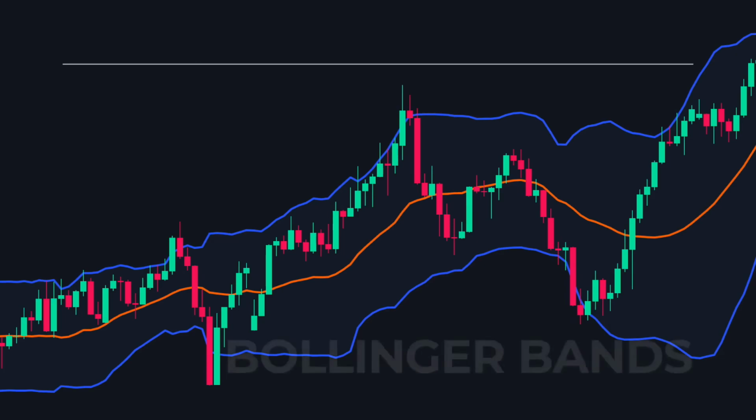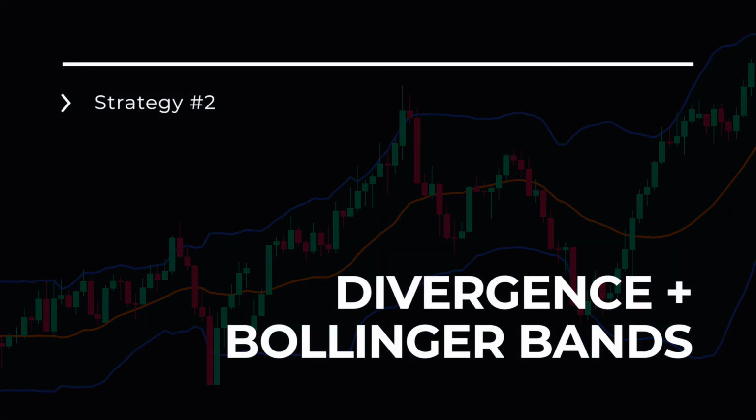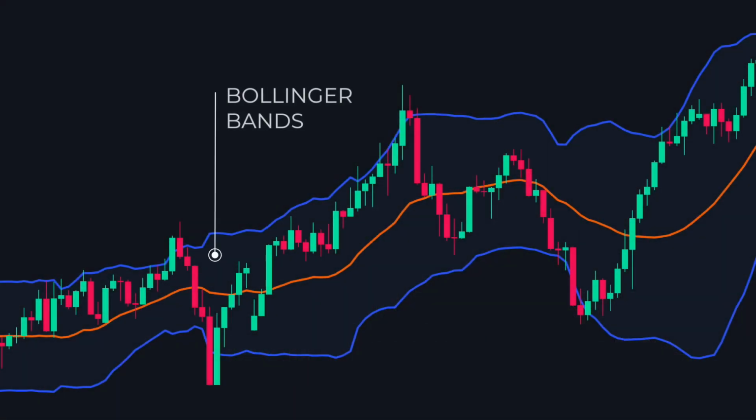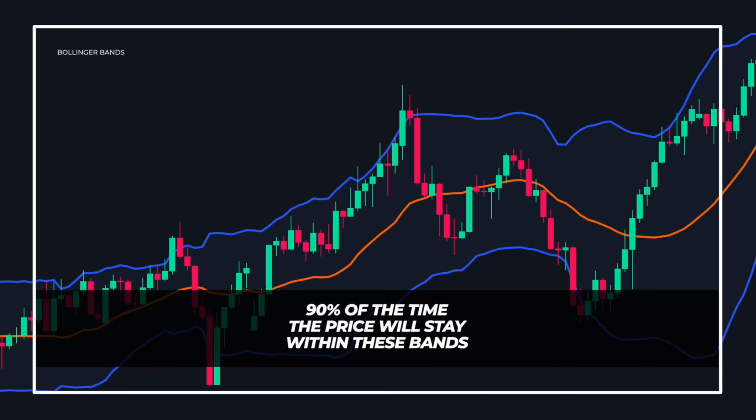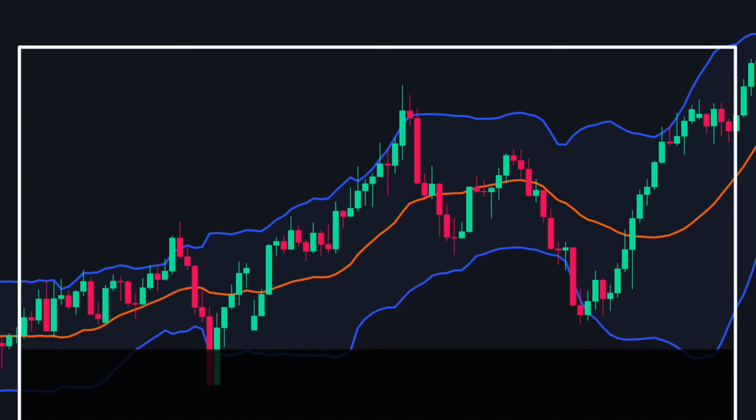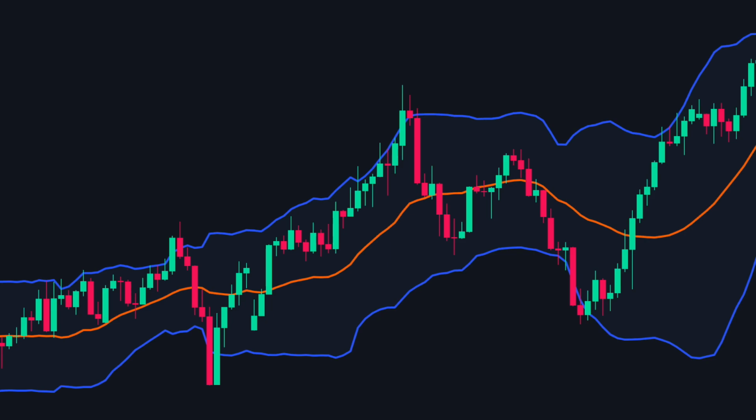Now let's look at the second strategy. Strategy 2. Divergence plus Bollinger Bands. Bollinger Bands are a very popular indicator that traders use to trade reversals. The theory is this: 90% of the time, the price is expected to stay within these bands. So, whenever the price moves outside the bands, we can expect the price to reverse and return inside.